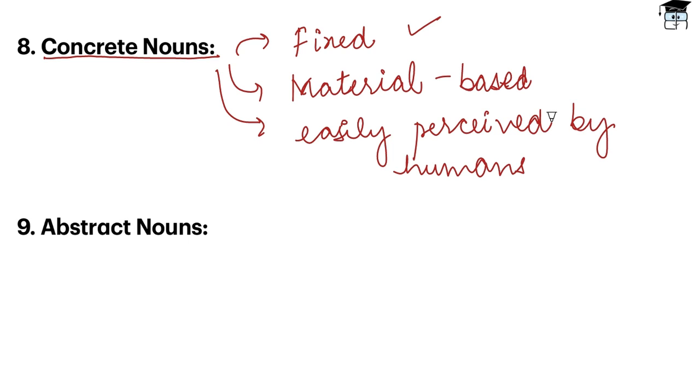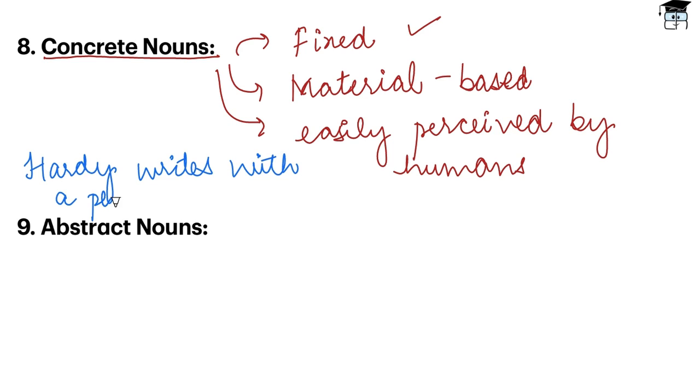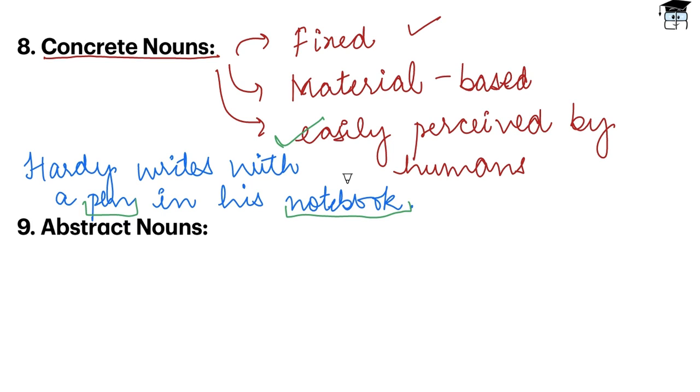Now let us consider an example of this noun to understand better. Consider the statement: Hardy writes with a pen in his notebook. Now, in this statement, words like pen and notebook are easily perceived by human beings, right? You can easily understand the meaning of the words pen and notebook. So these nouns are what? These are concrete nouns because they have fixed boundaries. They have a clear vision in the human mind.